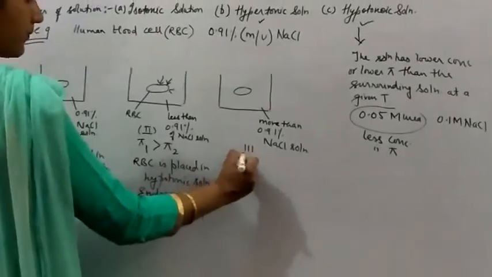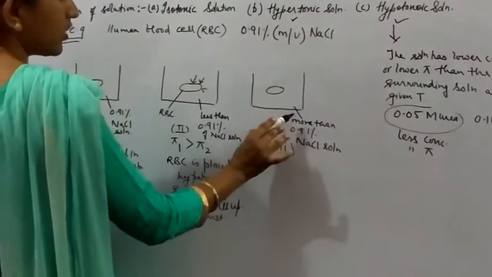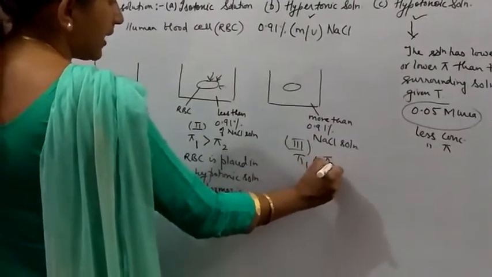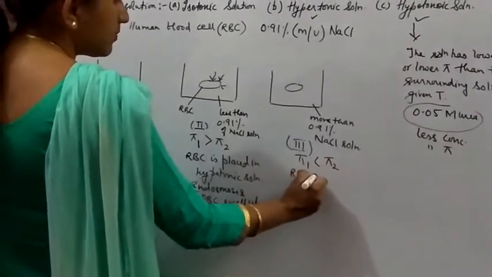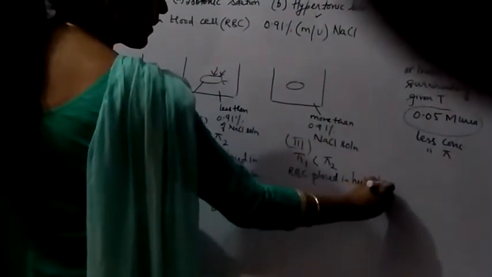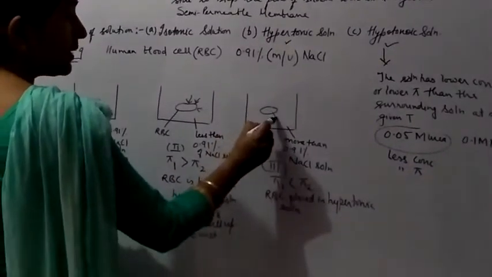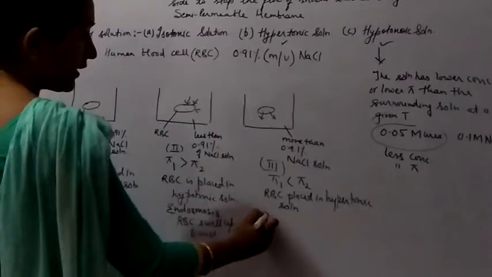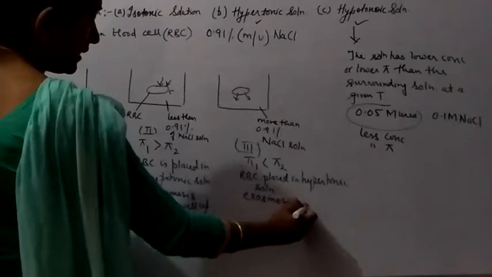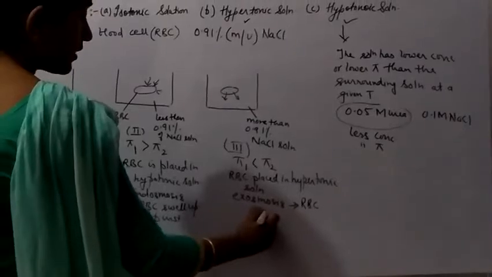Third case, this one. Here the RBC is being placed in the solution which has got the concentration more than 0.91%. So here pi 1 is less than pi 2. So here RBC is being placed in hypertonic solution. Right, so what will happen here? The water will come out from here. Exosmosis will take place and the RBC is going to shrink.